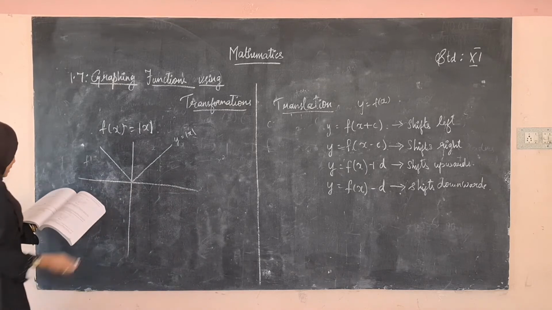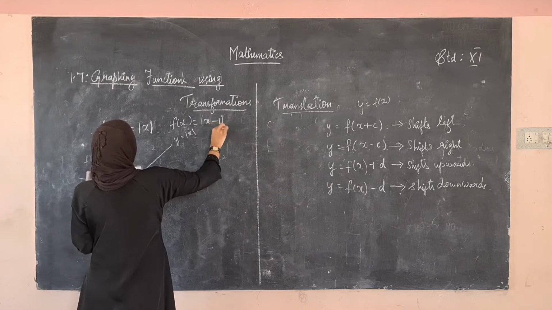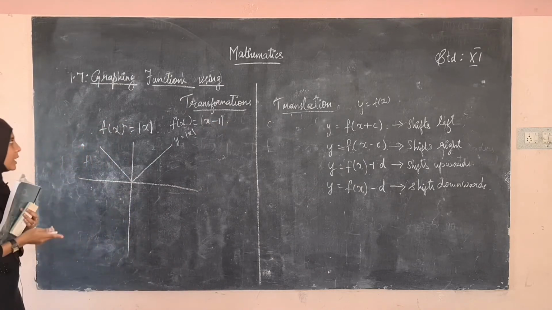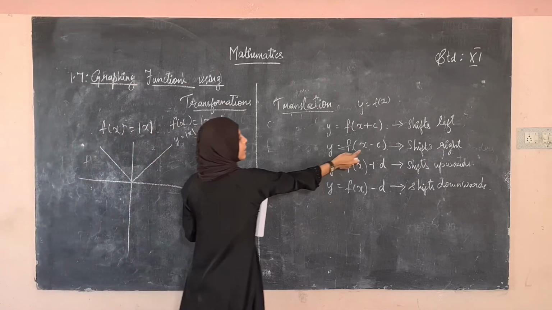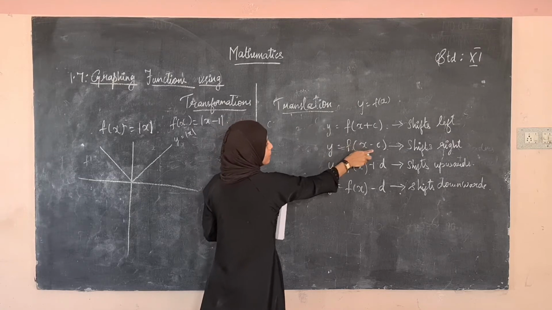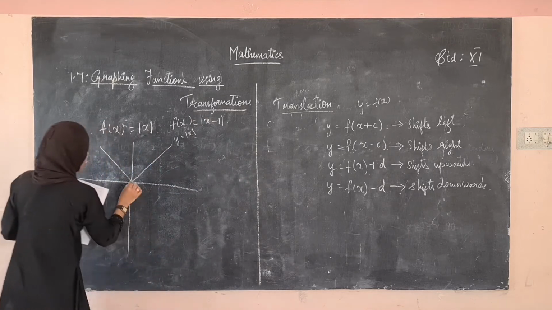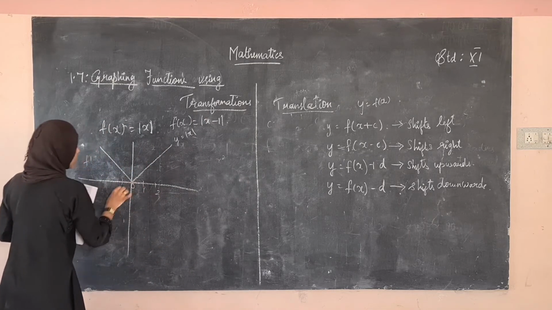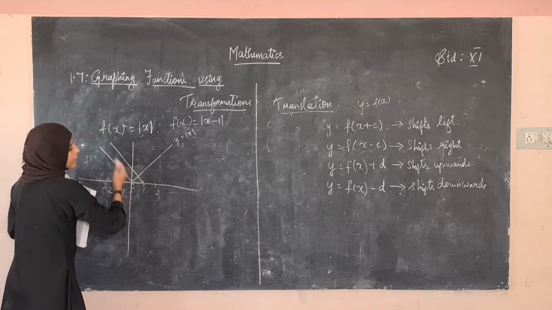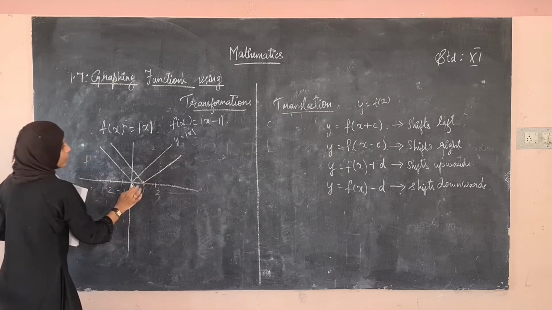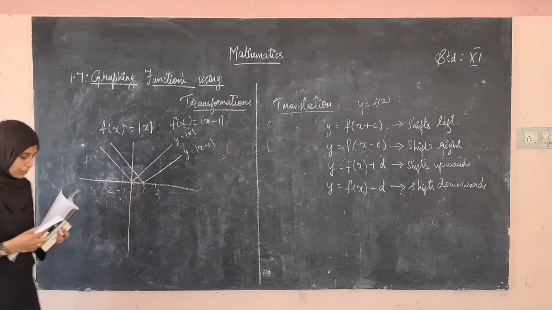If we change it to f of x is equal to modulus of x minus 1, what have we done here? Instead of x we have substituted x minus something. That is what happens: the graph shifts one unit to the right. If this is 0, this is 1, 2, this is minus 1, minus 2, the graph as it is shifts one unit to the right. This is the graph of y is equal to modulus of x minus 1.